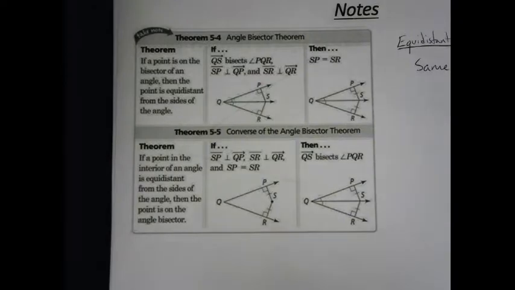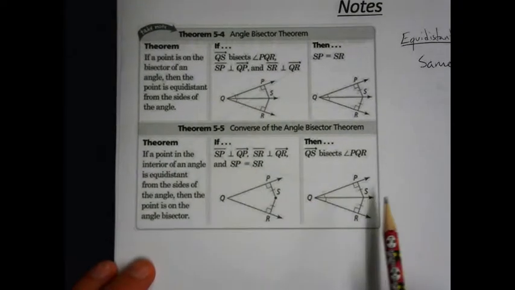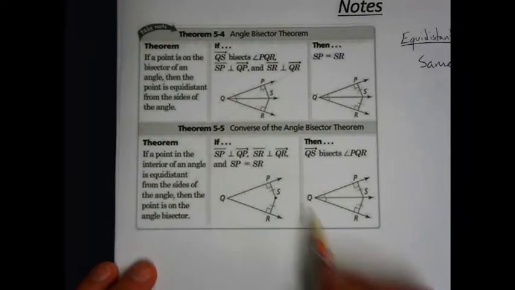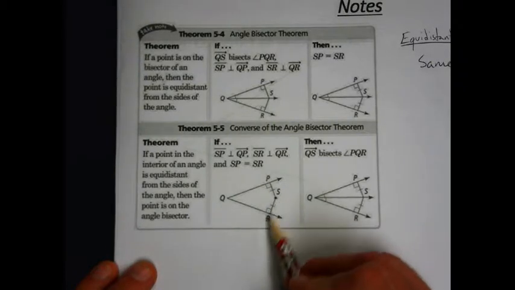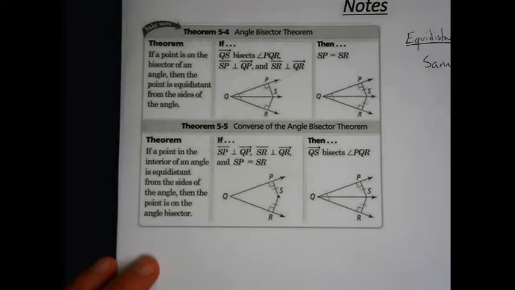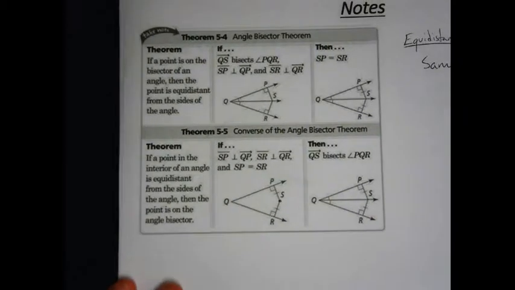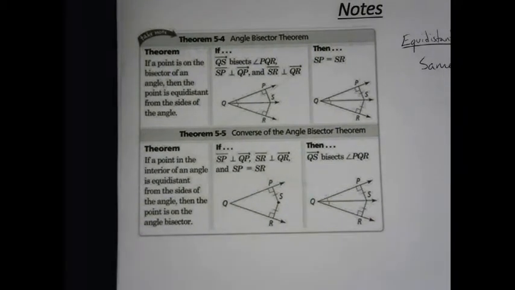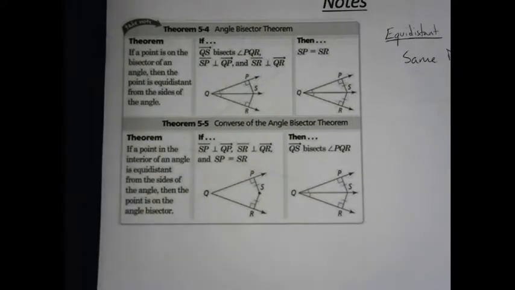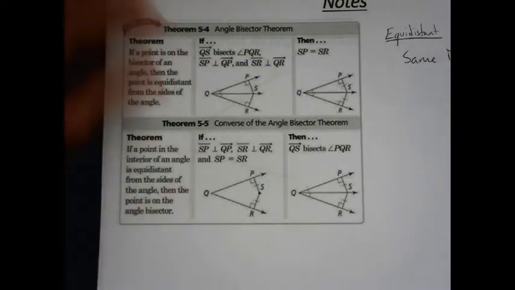The converse of this theorem is that if you have a point that is equidistant from each ray of an angle, then that point is on the angle bisector of that angle. So that's the angle bisector theorem. It's all about equidistant. Let's learn this a little bit better. I hope, anyway. That's the plan.